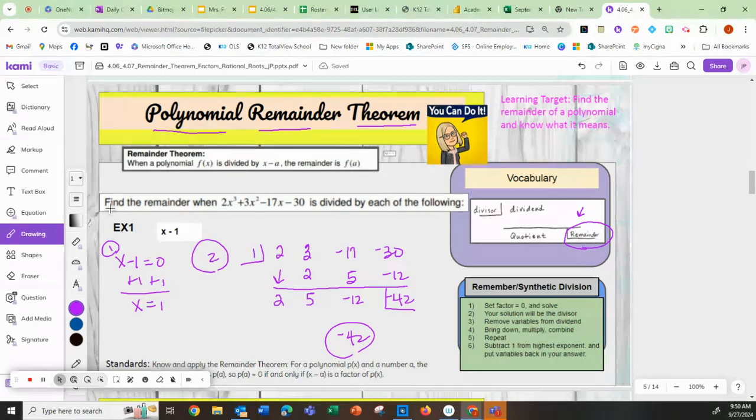So the directions say find the remainder. So they're just wanting the remainder. They don't want to know the polynomial that you get from dividing. In this particular question, they're just asking for the remainder.